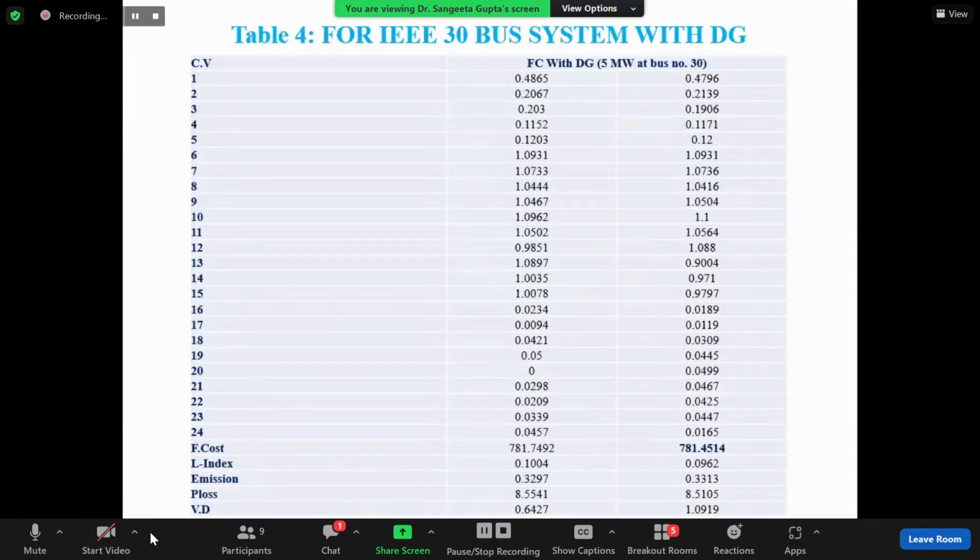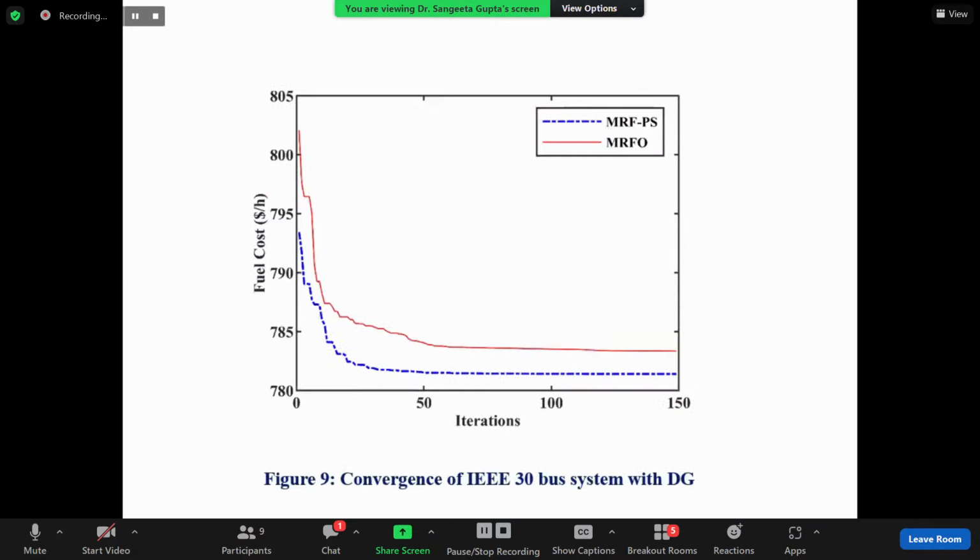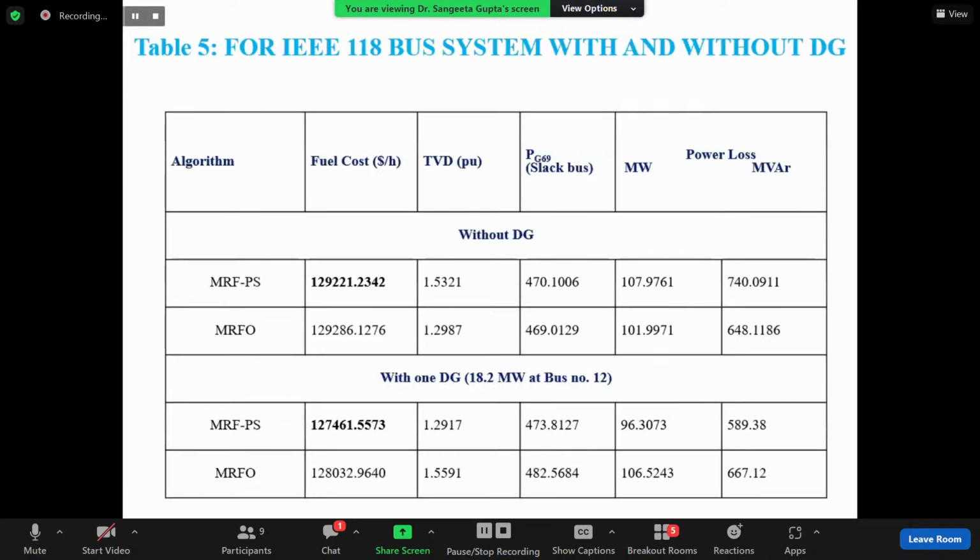Next slide, please. This is after implementing 1 DG, the numerical results shown in the figure and table number 4. Next slide. This is the convergence characteristic after implementing 1 DG. Next slide. This is the result of the 118 bus system. You will see that first.